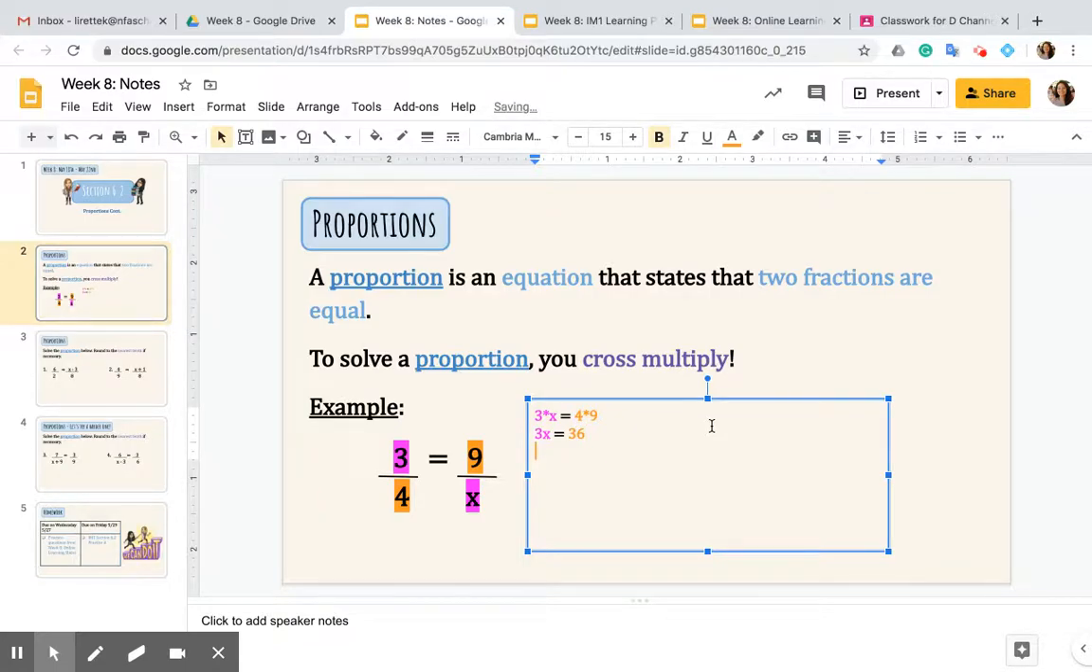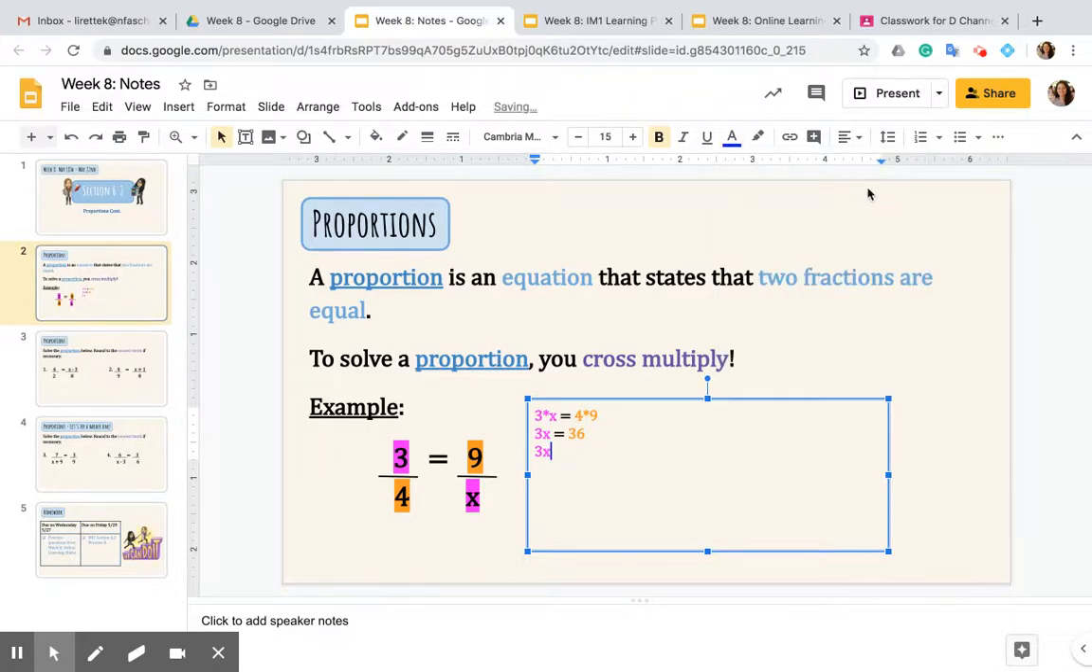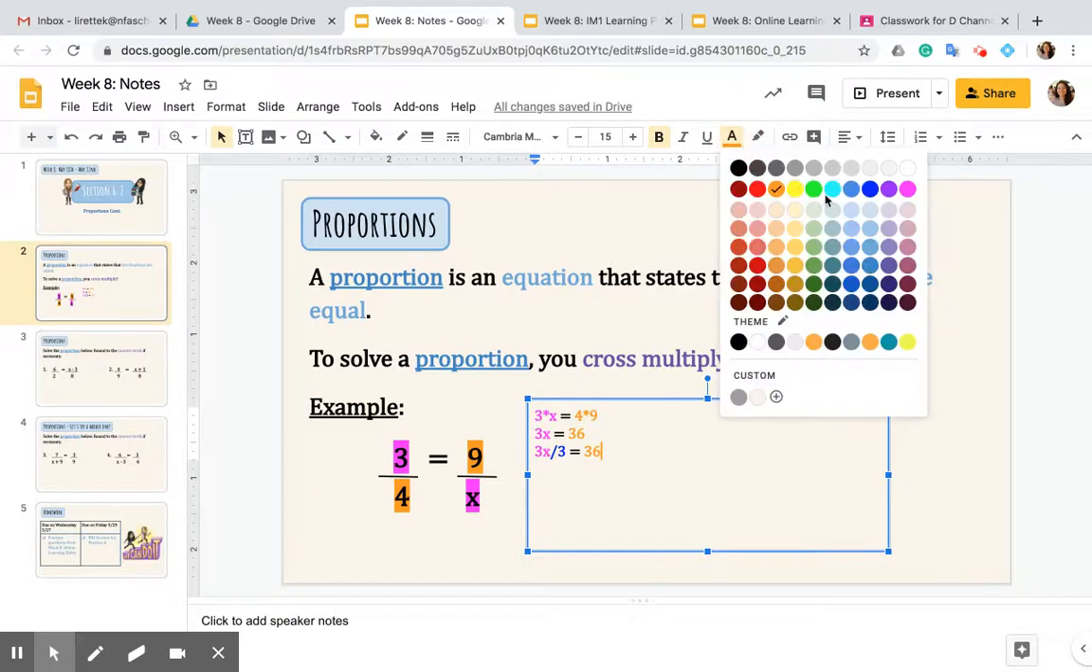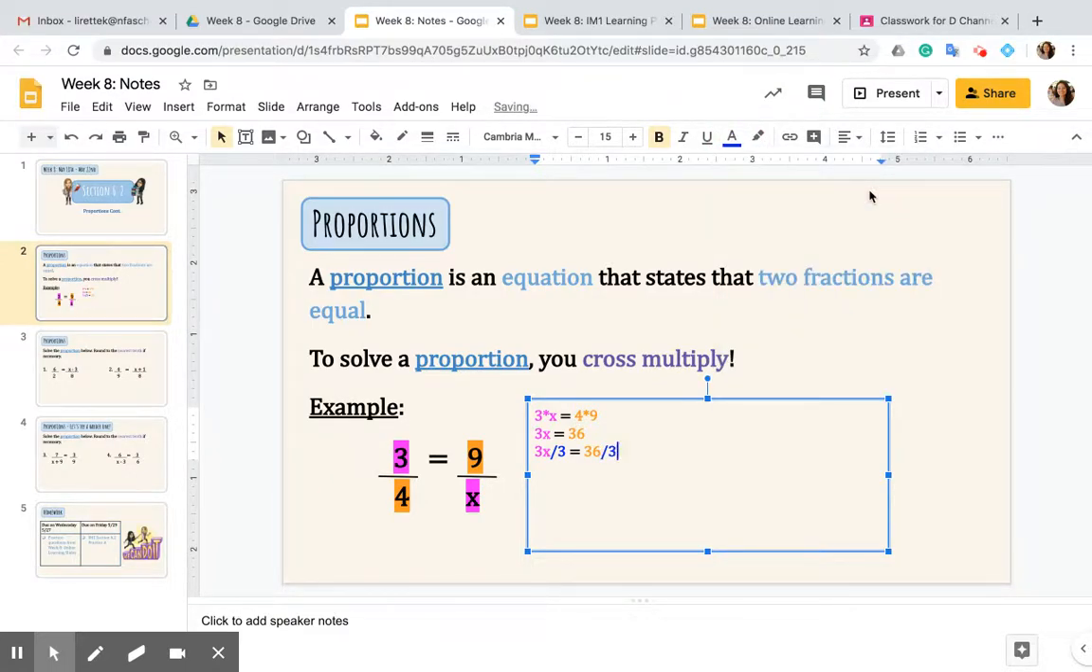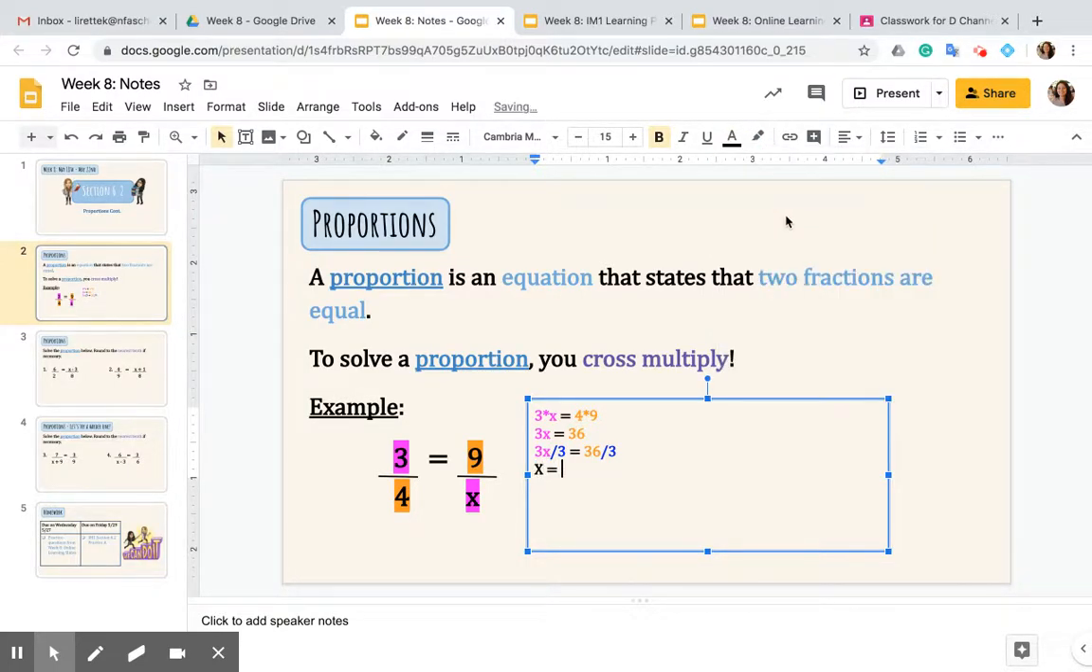And then last but not least, we're going to take that 3x and solve for x by dividing by the 3. Remember, 3x means 3 times x. The inverse of multiplication is division. That's what we're trying to do. We're trying to solve this equation for x here. But what I do to one side, I must do to the other. So I must divide the 36 by 3 as well. And then I should get, as my final answer, x equals 12.